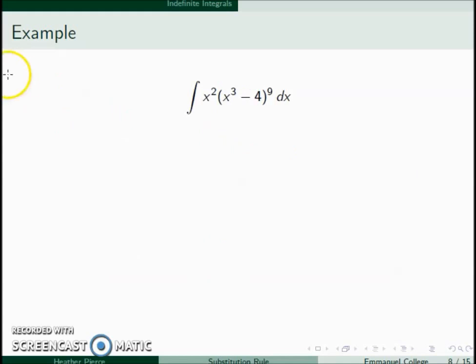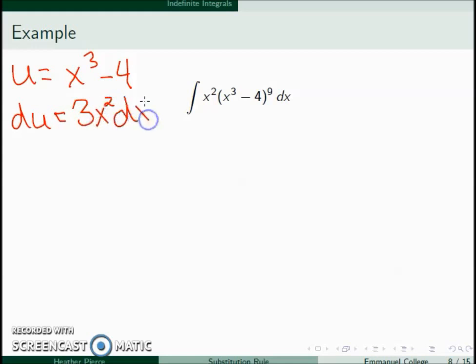Now let's consider this one. Just like my first example, I'm going to let u be equal to what's inside of the parentheses, x cubed minus 4. That gives me that du will be equal to 3x squared dx. However, you'll notice in this integral, I don't have a 3x squared, I just have an x squared. And this is why it works for any constant multiple of the derivative. I'm going to divide both sides by 3 here to make this 1 over 3 du equal to x squared dx.